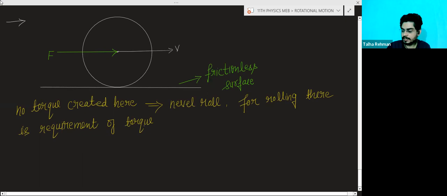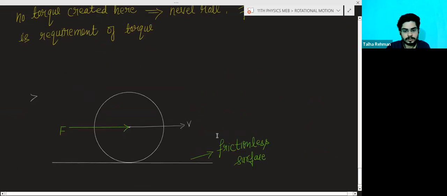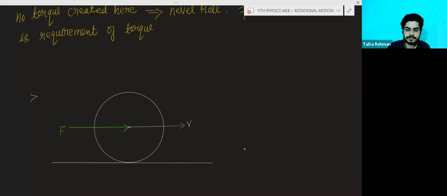Now we can take another case. This is the case in which this surface is not a frictionless surface. This is a rough surface. In real life or in practical life, we do not have smooth surfaces. We have rough surfaces. So this is a rough surface.